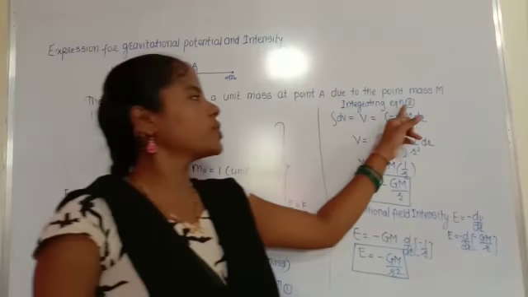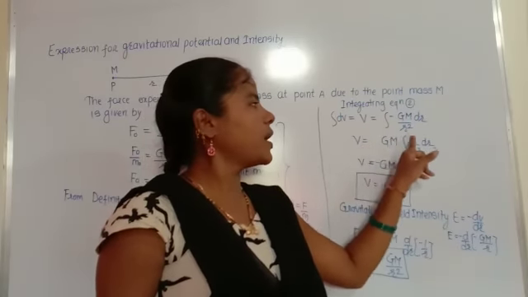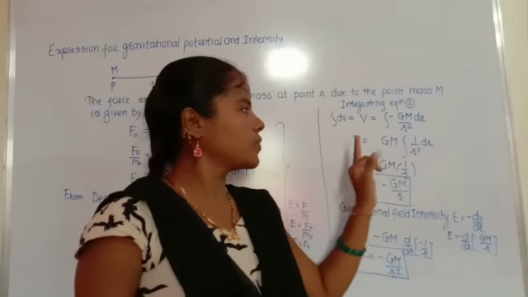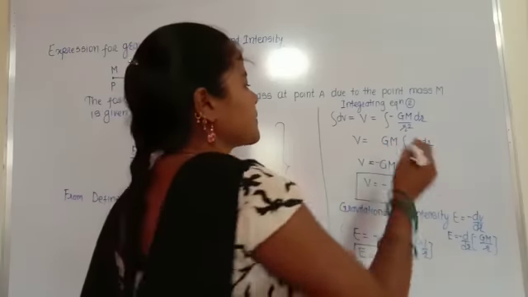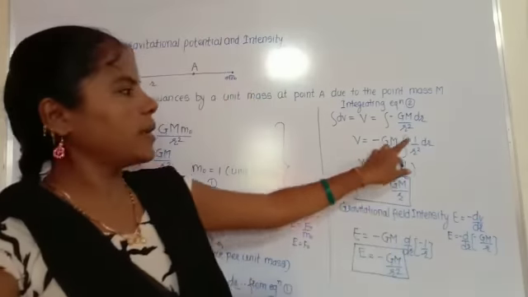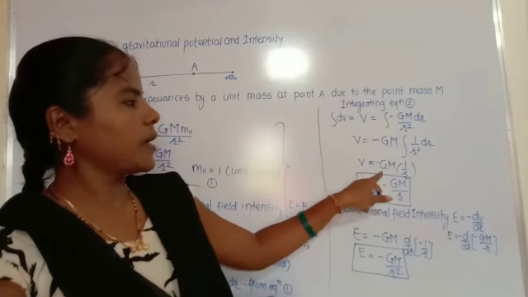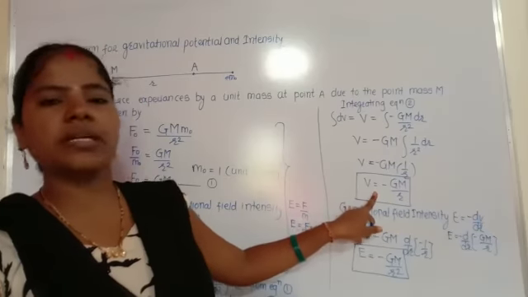Integrating this equation 2, we get integration of dV is equal to V is equal to minus GM by r square into dr. After taking the integration of minus 1 by r square, here minus GM, and the integration of 1 by r square is 1 by r, that is V is equal to minus GM by r. So this is the actual value of gravitational potential at a distance r.